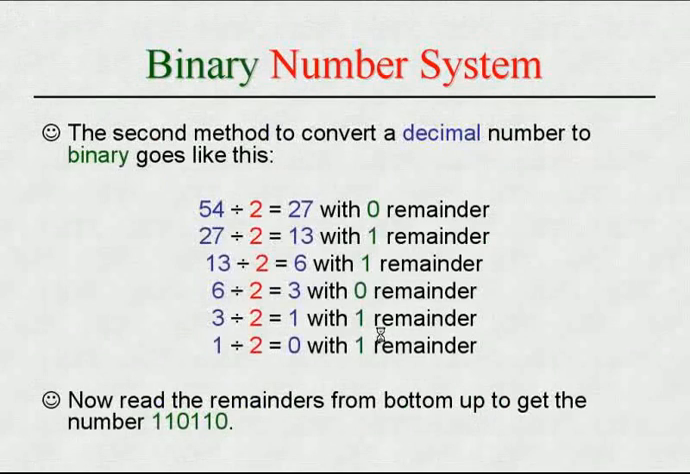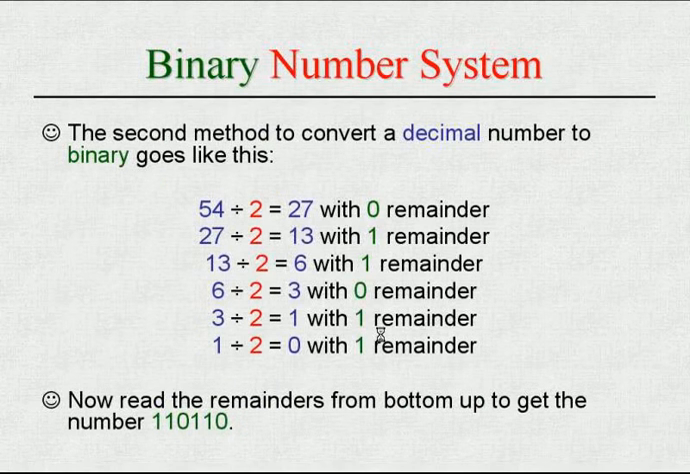A simpler, quicker method that you can program is the following. You can take the number that you want to convert to binary, divide it by 2. It equals 27 with 0 remainder. You then take 27 divided by 2, and you get 13, but there is 1 remainder. You just continue doing the process.